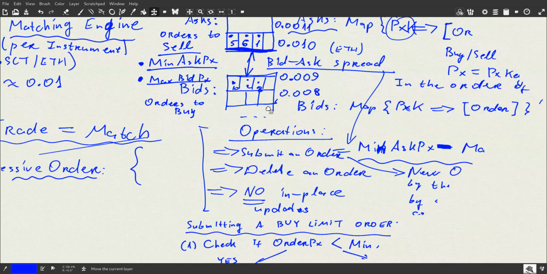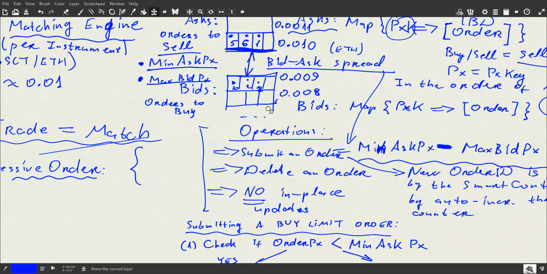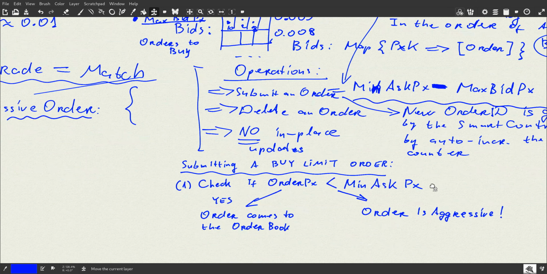Then they submit an order. Possibly they had already an order being somewhere in the bids. They delete that one and they submit a new order, now with a price starting from 0.01. So the price being greater than or equal to the minimum ask price. So what happens with aggressive orders? We'll see shortly. For the moment, suppose that we are in the yes branch.